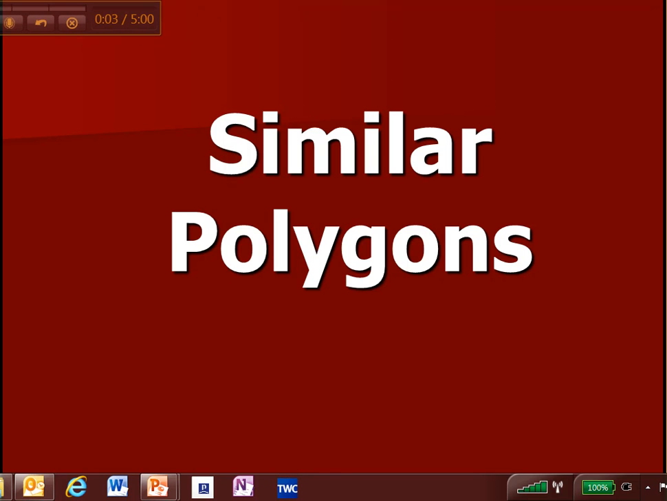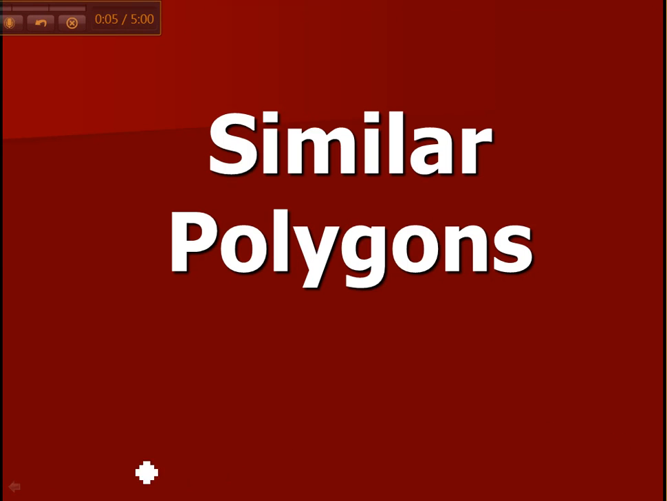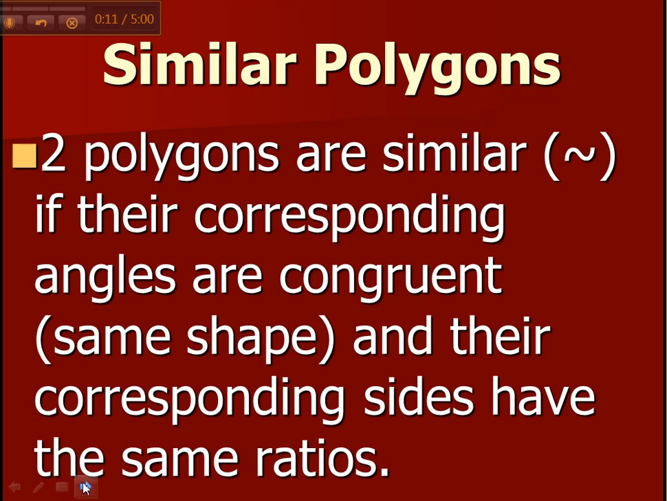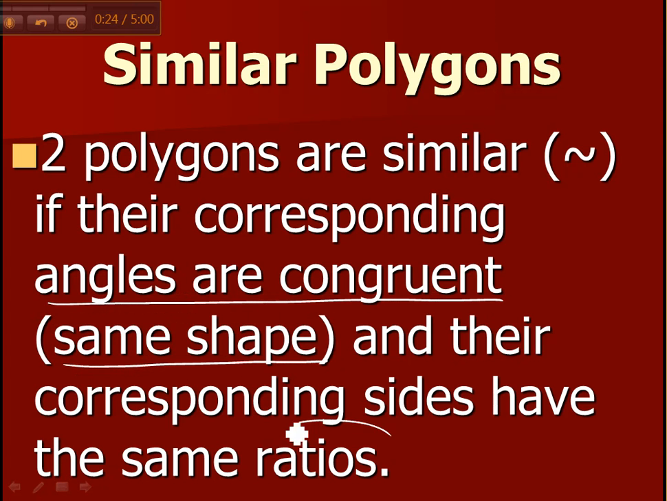The third section of Unit 9 focuses on similar polygons. Similar polygons basically are two polygons that are considered similar if their corresponding angles are congruent, which means they're the same shape, but their corresponding sides have the same ratio.